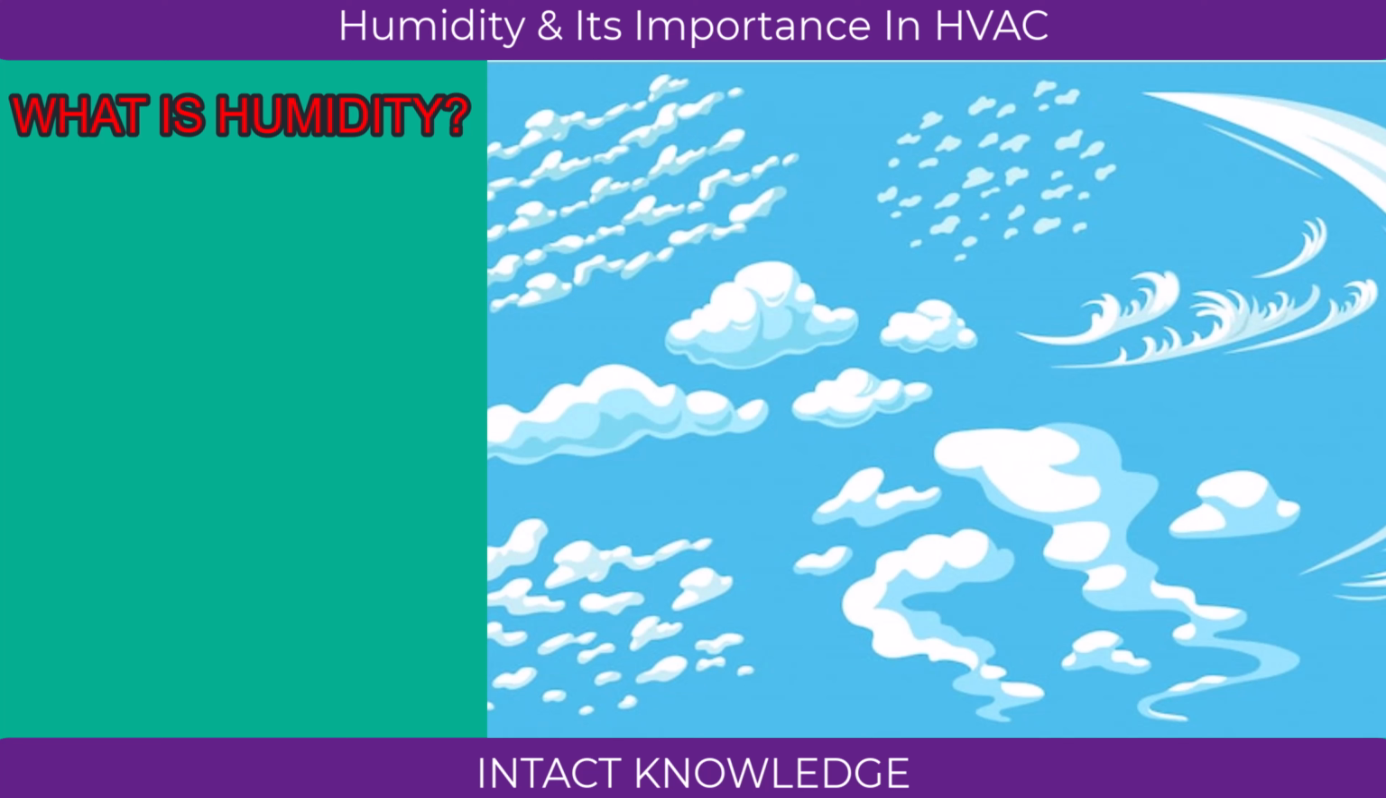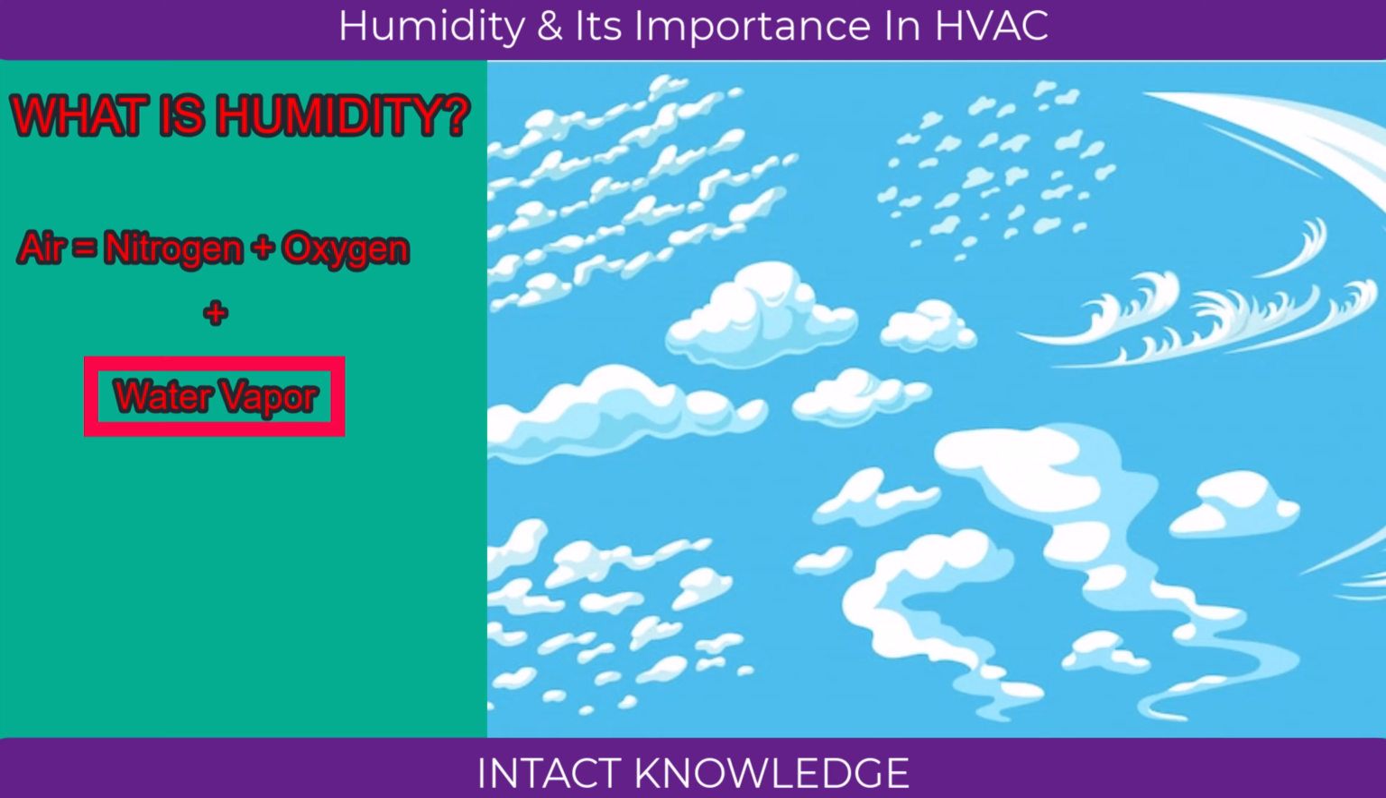What is humidity? Air is a mixture of gases, mostly nitrogen and oxygen, plus a variable amount of water vapor. That water vapor is what we call humidity. Air with little or no water vapor is often called dry air, and air that contains water vapor is moist air. In practice, there's almost always some moisture present.